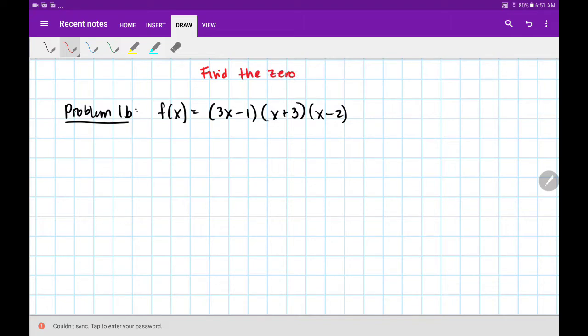So when we talk about the zeros, we need to understand what zeros is referring to. Zeros is the same as the roots, the solutions, or the x-intercepts. These are all interchangeable in terms of this problem. If I say find the zeros, I'm asking for the roots, I'm asking for the solutions.